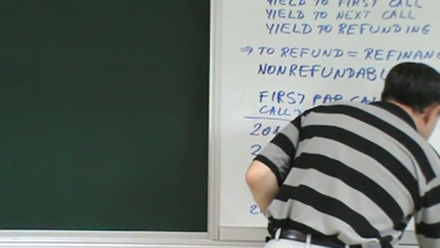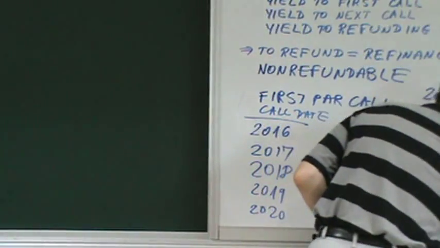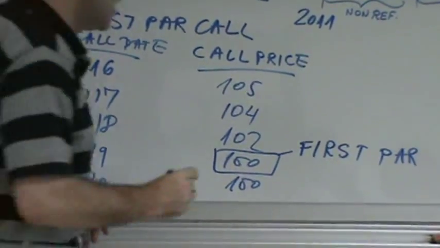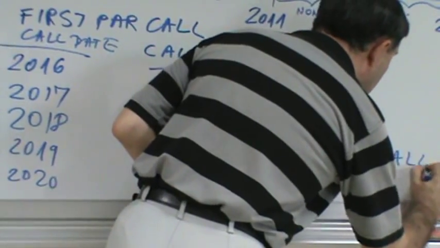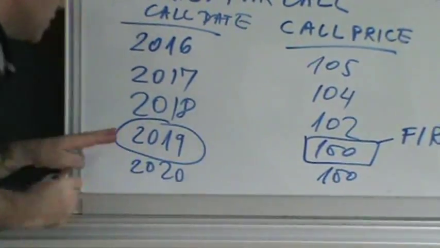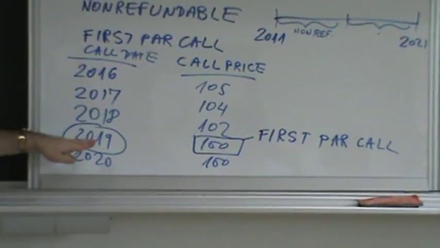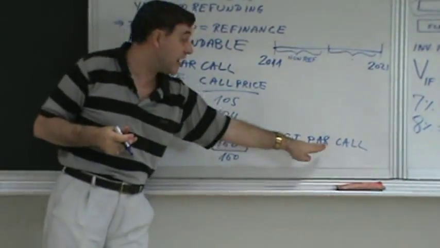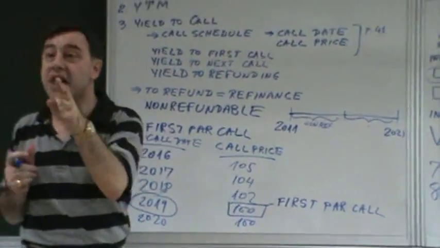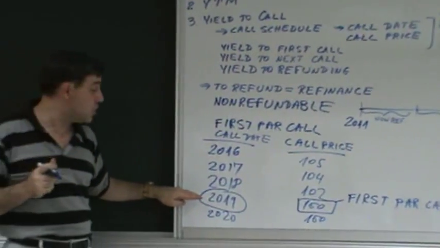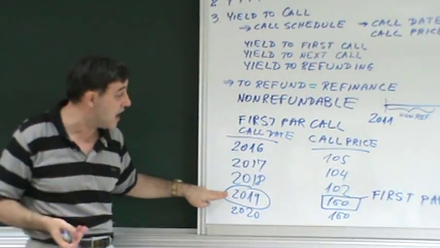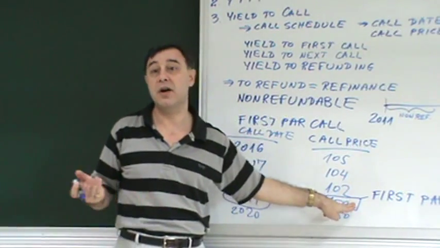This is going to be first par, okay? Or first par call. And first par call will refer to the year 2019. So 8 years from now, they can call it at par, and this is the first year they can call it at par. And you calculate the yield, assuming that they're going to call it in 2019, 8 years from now, and that they're going to call it at par. And that's it.